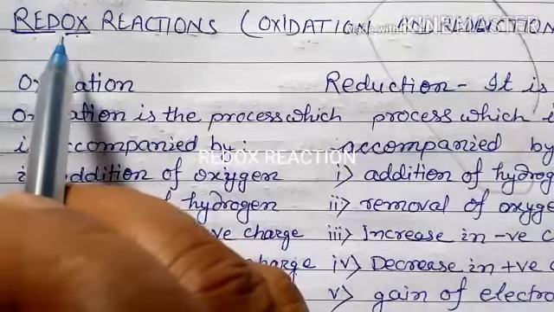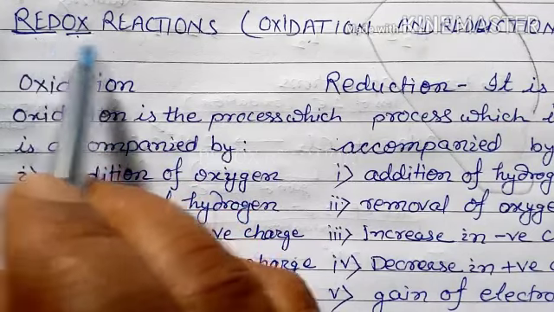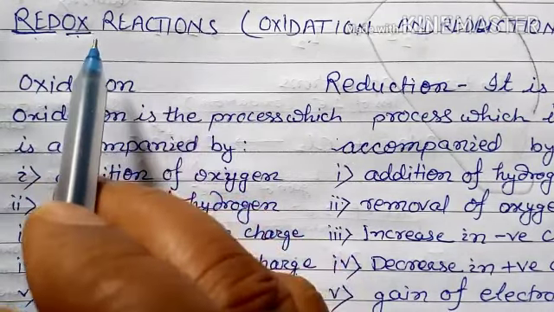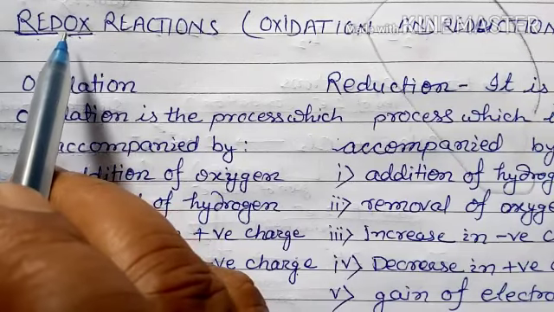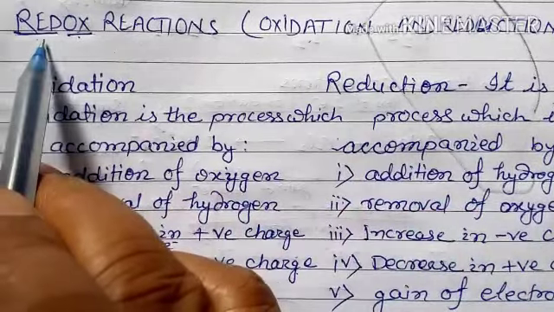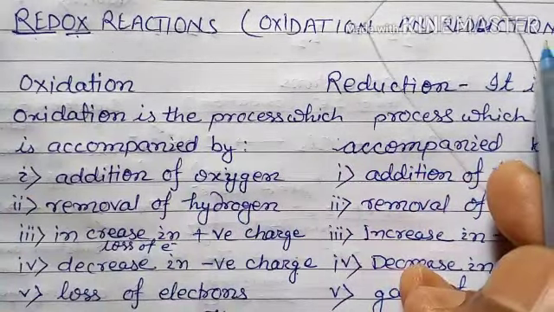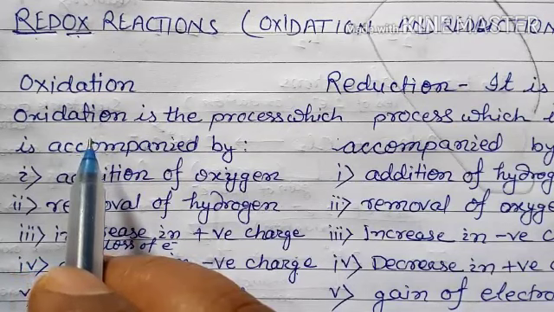Hello students, today in this video we are going to start redox reactions. Redox is made up of two words, red and ox. Here ox stands for oxidation, whereas red stands for reduction. So students, oxidation and reduction reactions have been described in a number of ways.